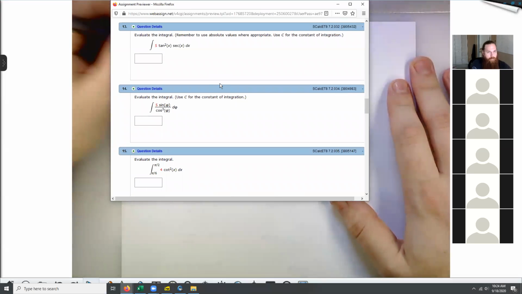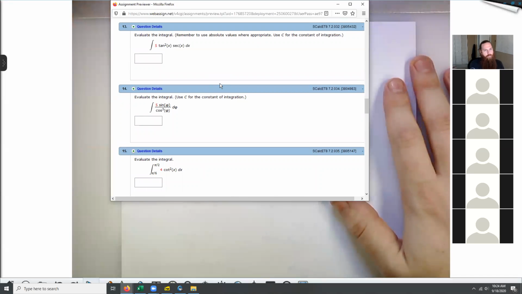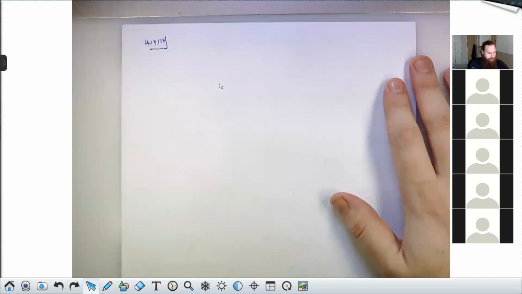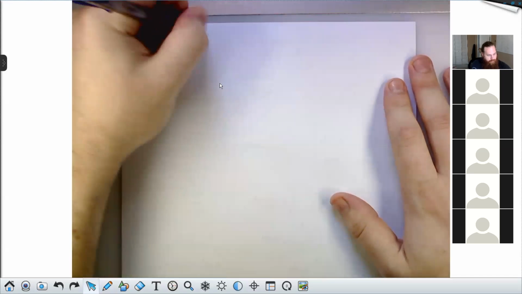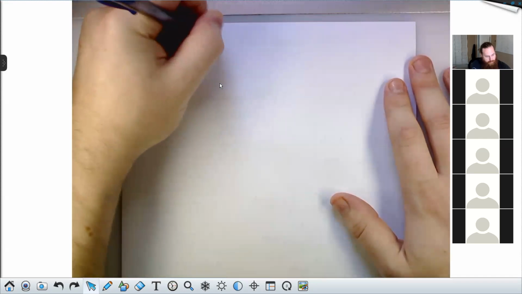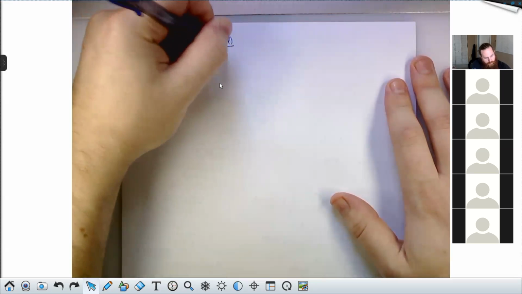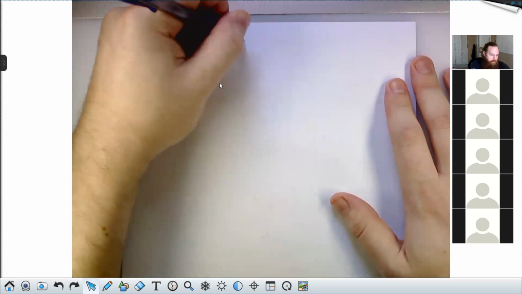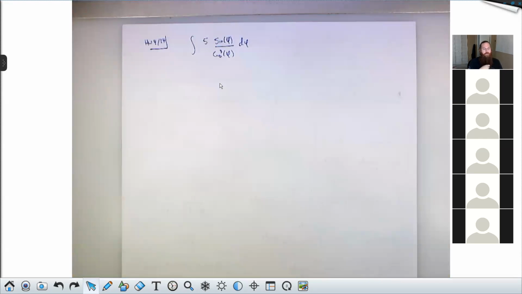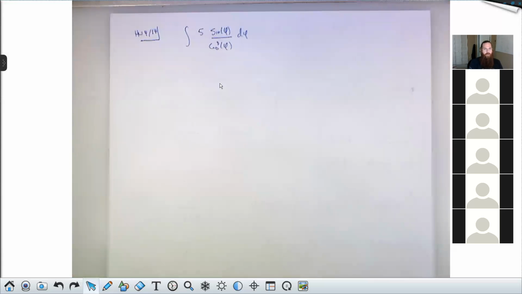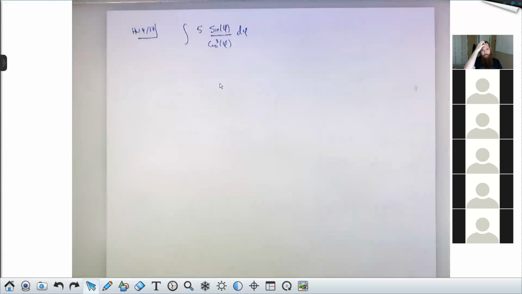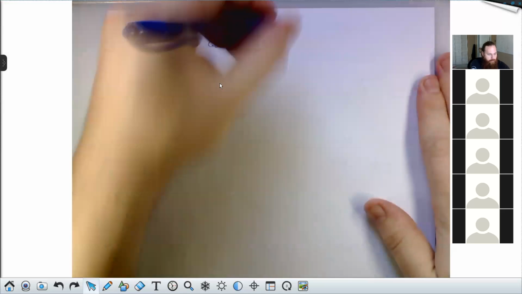It's been a while. We want to integrate 5 sine phi over cos cubed phi. So that symbol there is the Greek letter phi, or phi, some people pronounce it. I can pop the 5 out, of course.